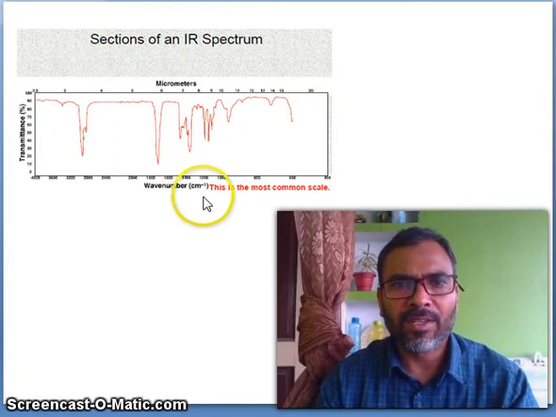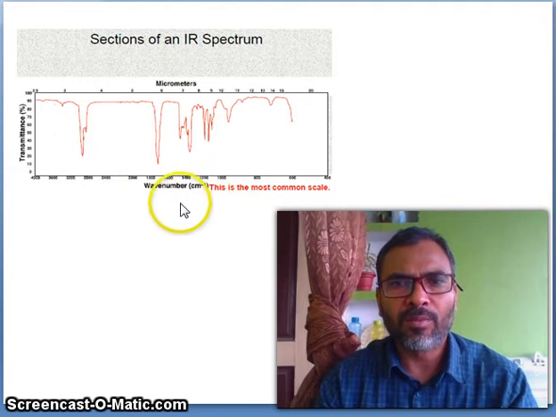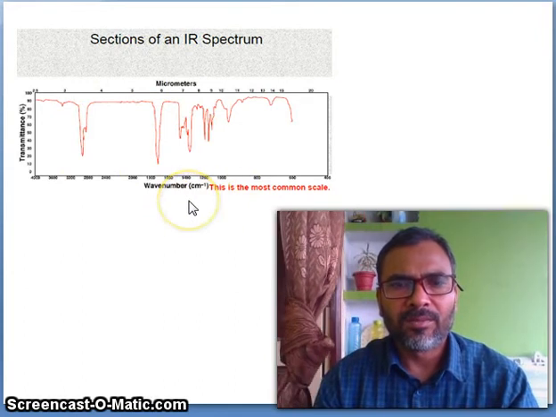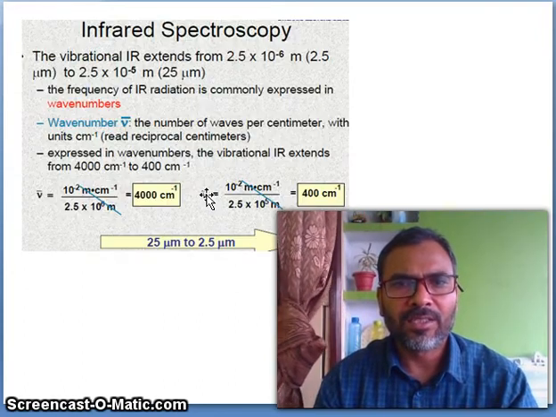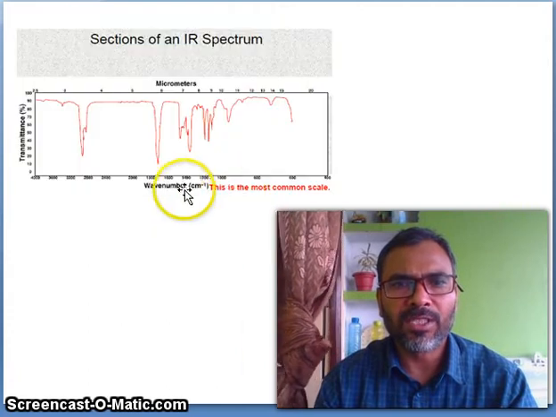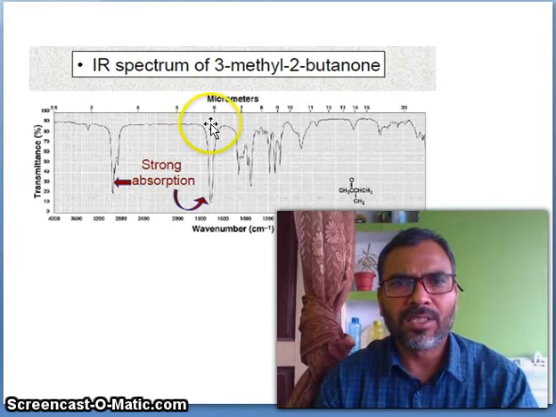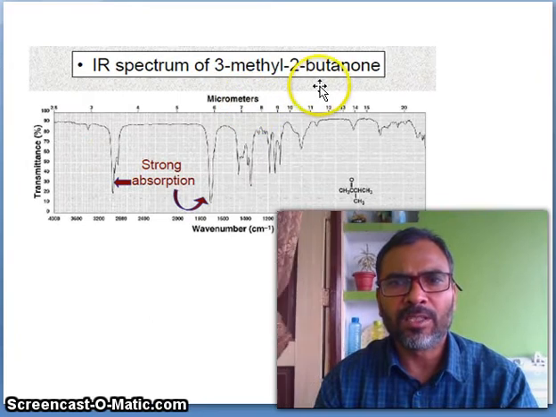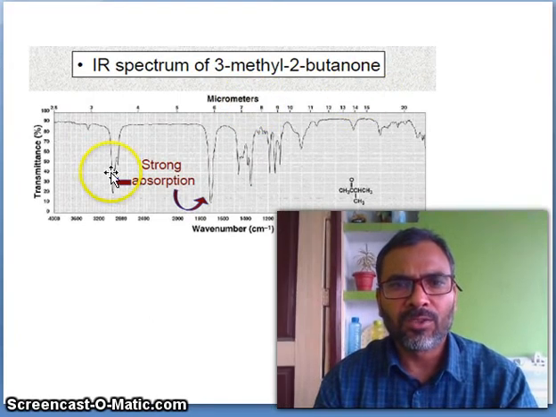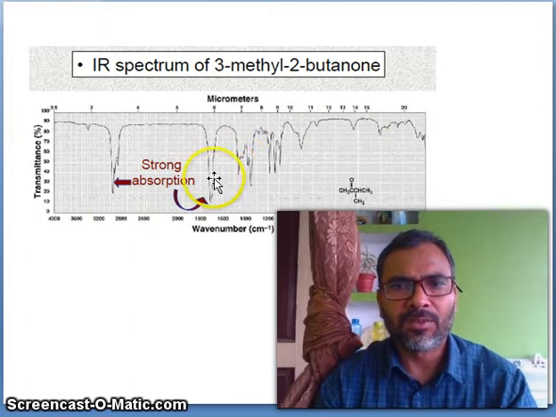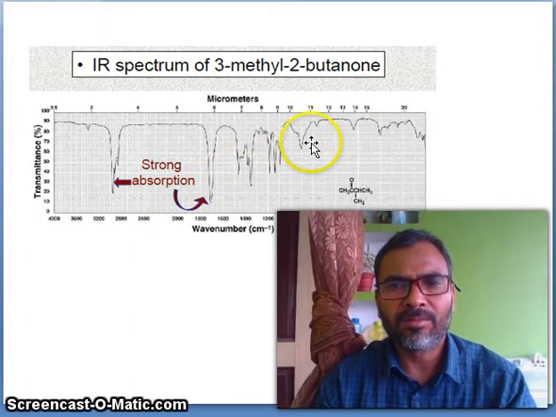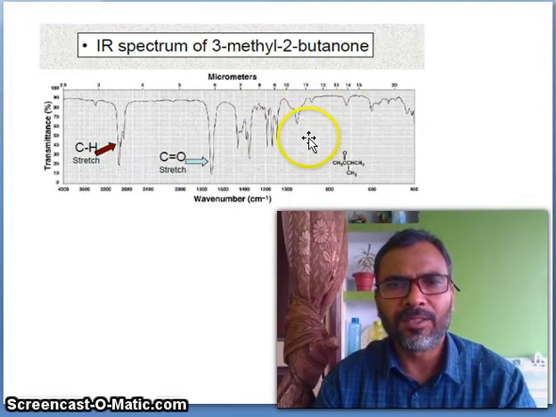X-axis is wave number. This is the most common scale, per centimeter or reciprocal centimeter, and this is transmittance. This is the spectrum of 3-methyl-2-butanol. So this peak is a strong peak, you look at here. And that one is medium, and this one is weak.